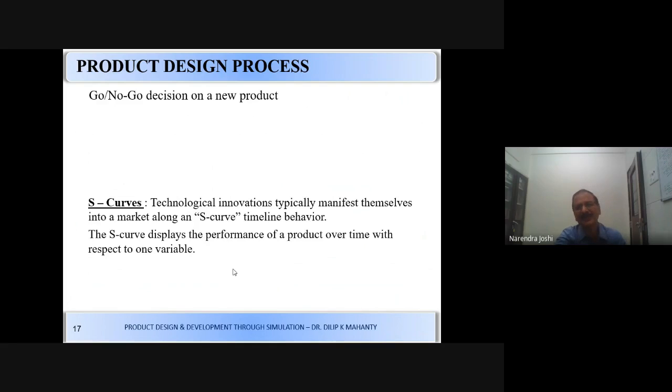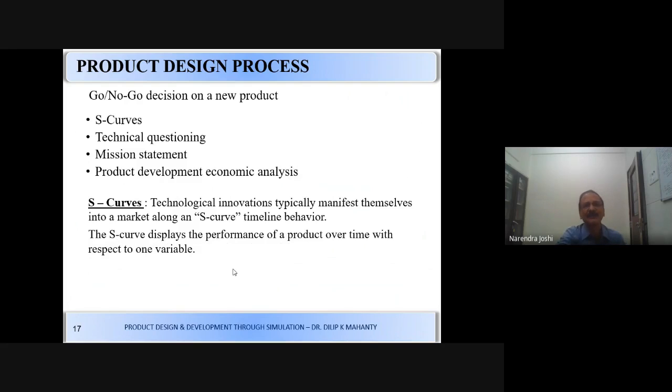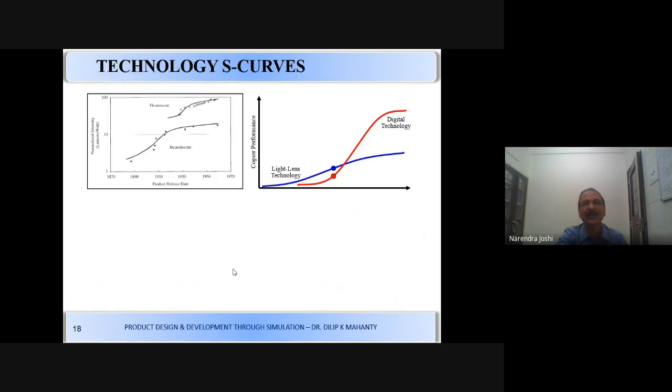Now, in the next 2-3 slides, I'll briefly talk about a go/no-go decision on a new product. This is measured by S-curves, technical question, mission statement. Out of this, I'll talk about the S-curve. Very interesting. It is best explained through an S-curve. I'll show you the next slide. Technology innovations typically manifest themselves in the market along an S-curve timeline behavior. It is over time. Two examples I'm giving: light technology, lens technology, digital technology. Over time, it is how it is.